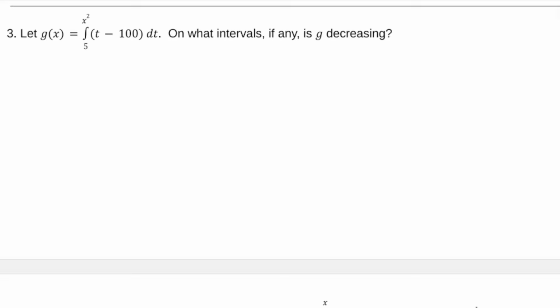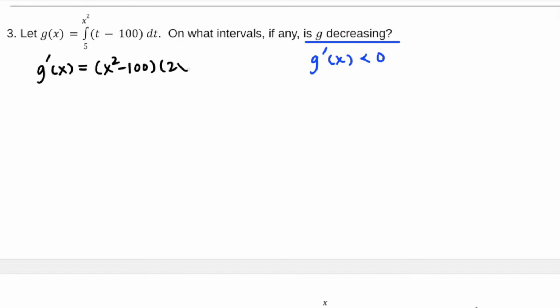All right, next we might be interested in intervals on which a function is increasing or decreasing. And in order to do that, we're going to have to take the derivative. So I see that g is decreasing. I remember that means that the derivative of g needs to be less than 0. Okay, so I'm going to take the derivative over here and say, all right, g prime of x is going to be x squared minus 100 multiplied by 2x for the chain rule. And I think I can factor that a little bit more. I'm going to call that 2x times x plus 10 and x minus 10.